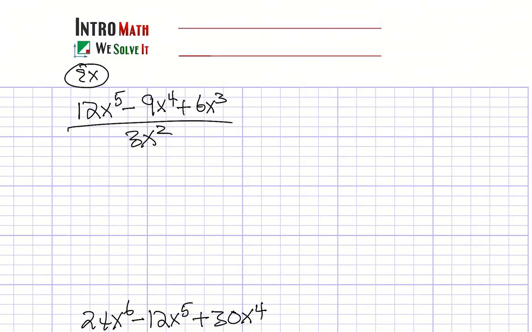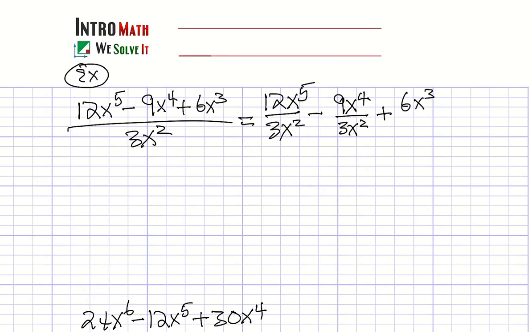Okay. Here is the next example. All right, we'll proceed the way we've been doing it. 12x raised to the power 5 divided by 3x raised to the power 2, negative 9x raised to the power 4 divided by 3x raised to the power 2, plus 6x raised to the power 3 over 3x to the power 2. Okay, we'll simplify. 3 will go into 12 4 times, okay? And then you see x cubed, okay?